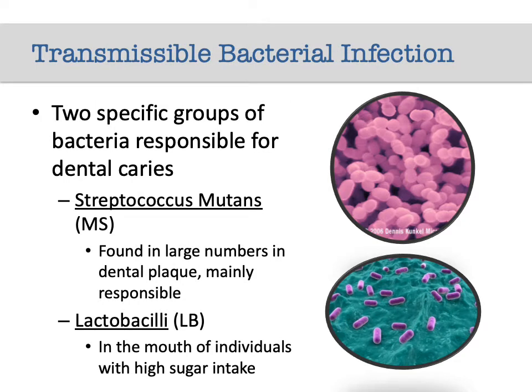Caries are a transmissible bacterial infection. There are two specific groups of bacteria that are responsible for dental caries: Streptococcus mutans and Lactobacilli. Streptococcus mutans is abbreviated MS, and it is found in large numbers in dental plaque, and this is the main bacteria that is responsible for dental caries. Lactobacilli is abbreviated LB, and these bacteria are in the mouths of individuals with very high sugar intake.